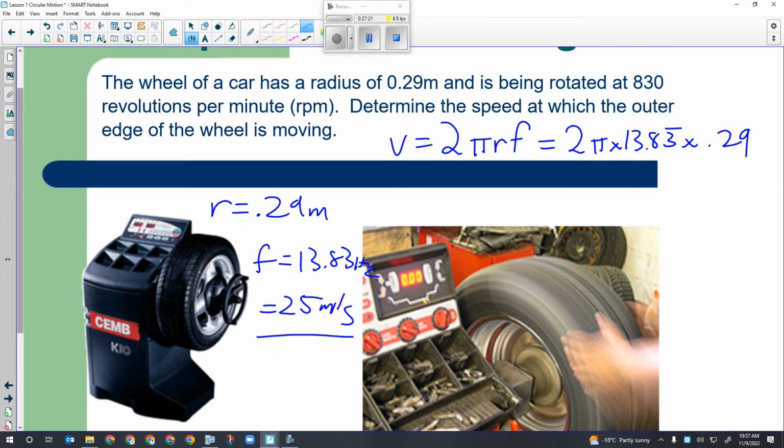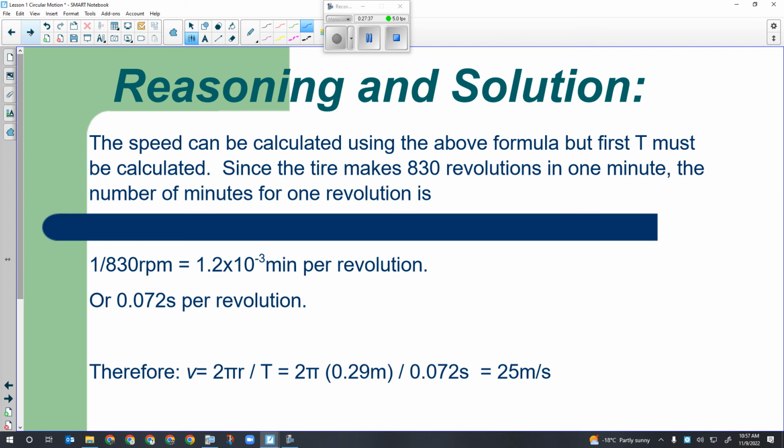Okay, is that a fairly straightforward formula to use? I mean, really, it's v equals d over t applied to a circle. And really, that's all it is. Questions so far? All right, so I just did that.